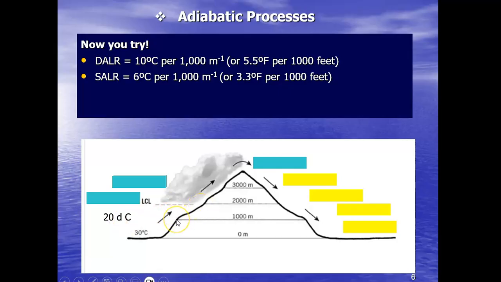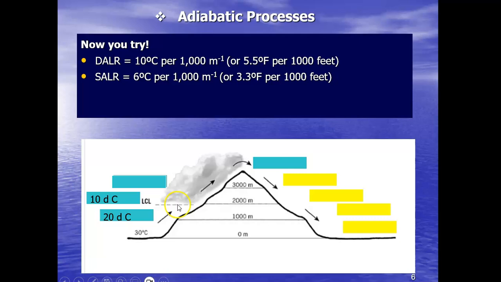Now I'm going to increase my elevation by another 1,000 meters to 2,000 meters. Be careful here. You see that this is the lifting condensation level, but up to this point, it's still been dry. So I'm still going to use the dry rate for my answer here. What should that be? If you said I'm going to subtract 10 for the dry rate and get 10 degrees Celsius, you're correct. Good job. But now we are going to switch to our saturated rate.